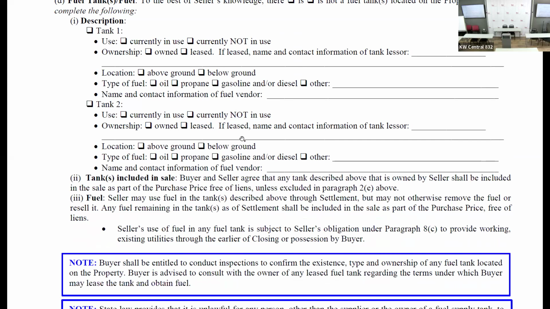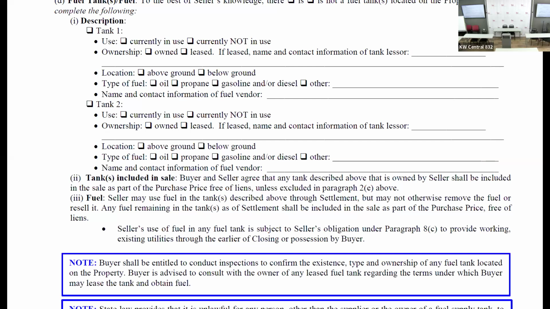Same thing with the liens and HOA. If yes, there is or is not, and that's all you have to do if there is not. If there is, then you fill it out. This came up recently, and so I just wanted to point it out. This is different than it used to be, but probably not different for any of you in the room.